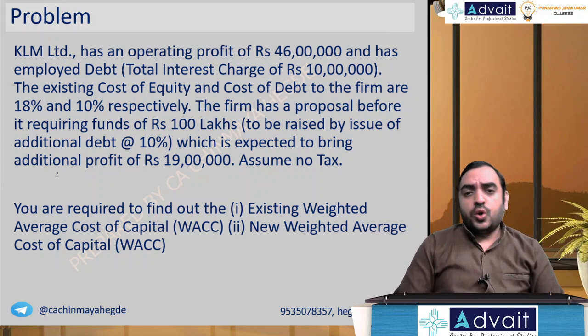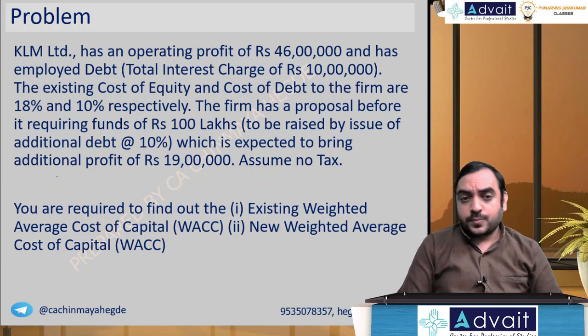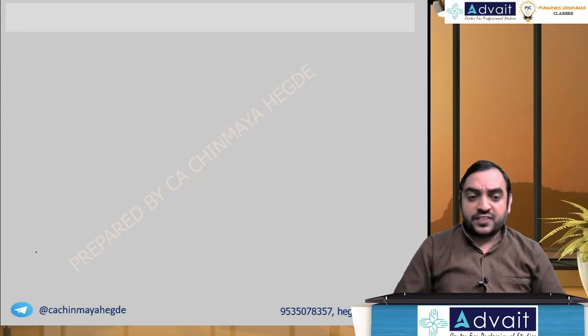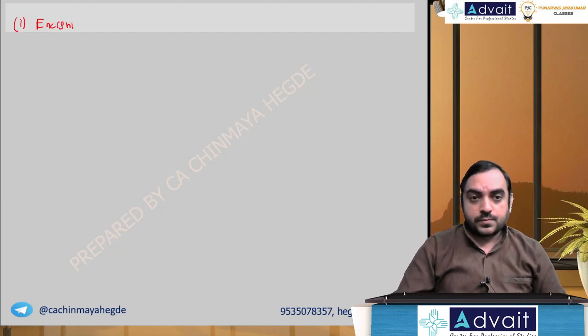Okay, they have not told us whether we should follow the net income approach or the net operating income approach. Anyway, I'll tell you what the difference is. Let's write the format first, a simple format. First is the existing cost of capital. Then I'll come to the new situation. So, simple format: income statement, capital structure.